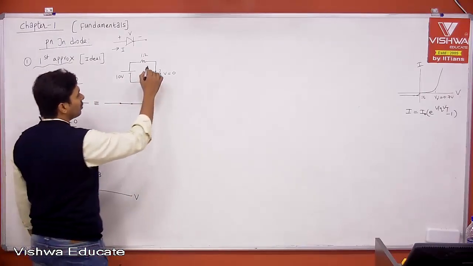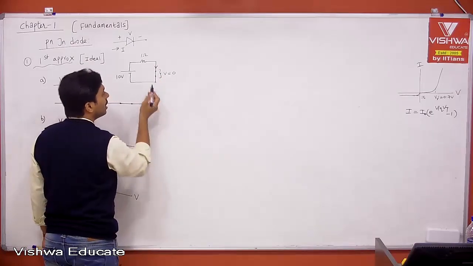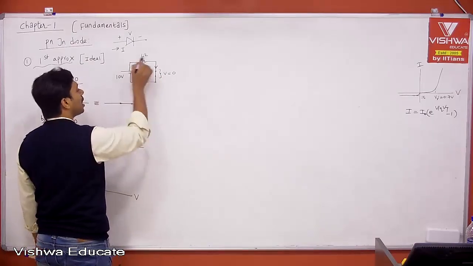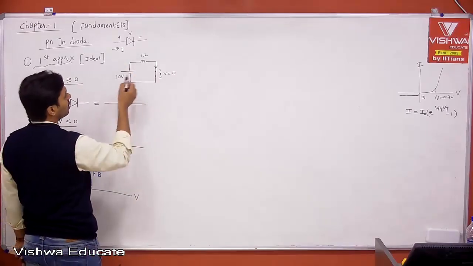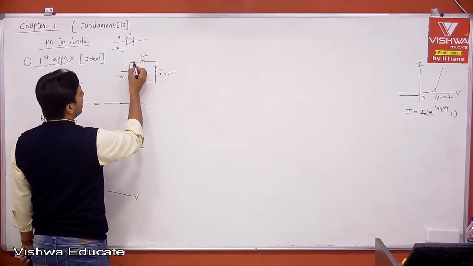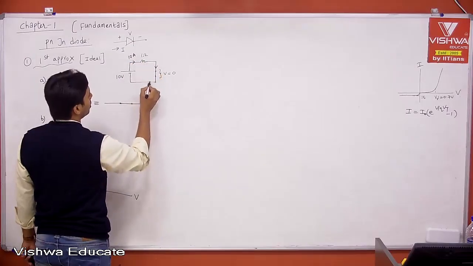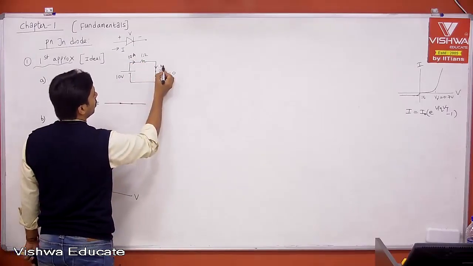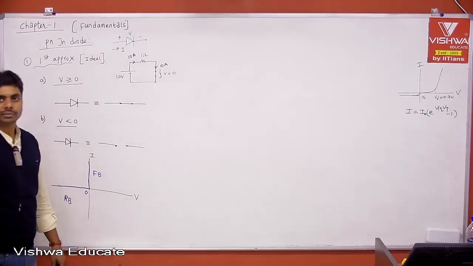Tell me what is the current flowing through this short circuit. The current flowing through the short circuit is dictated by the loop or the circuit you have. Therefore, according to this, 10 volt and 1 ohm, what is the current? 10 by 1, you will get 10 ampere. In series the current is constant. The same current is flowing through your short circuit even though the voltage across the short circuit is 0.